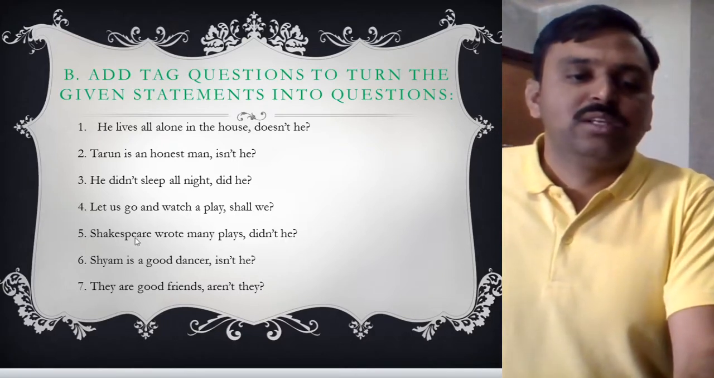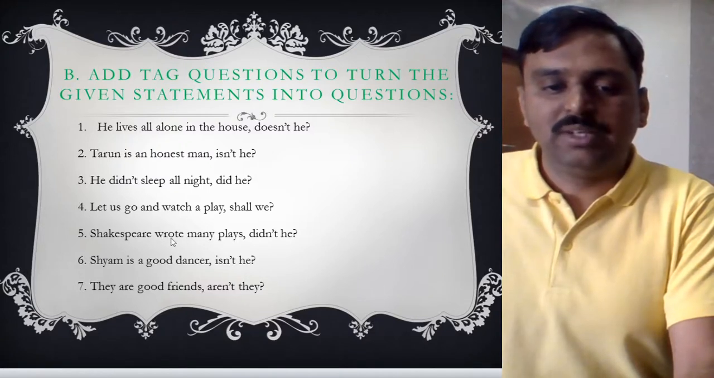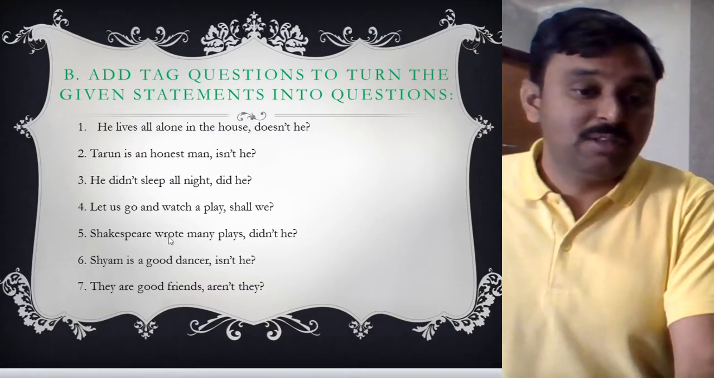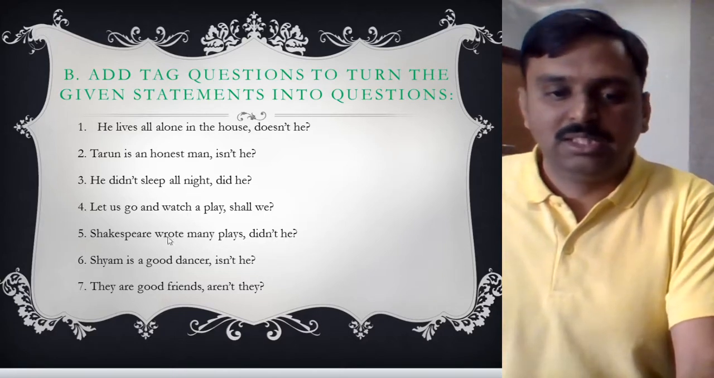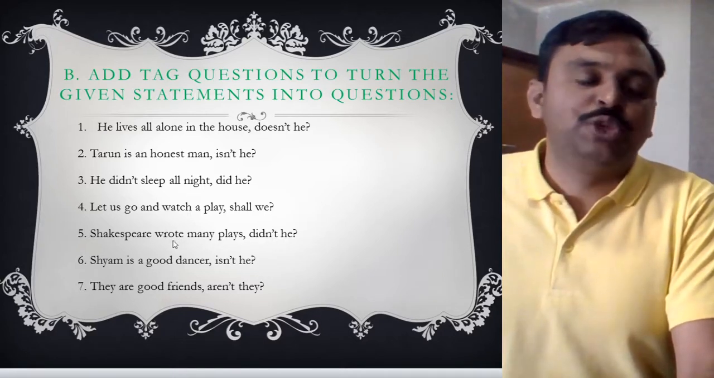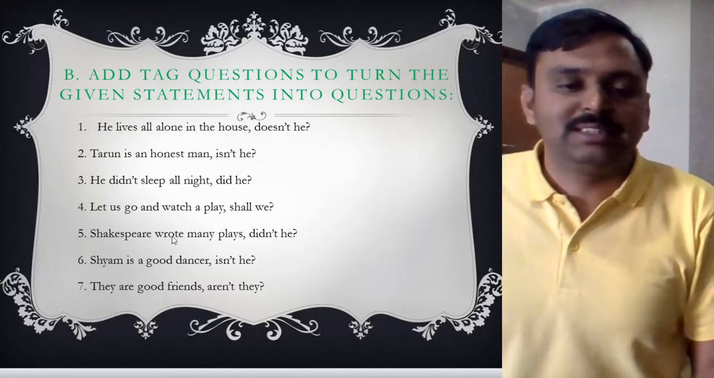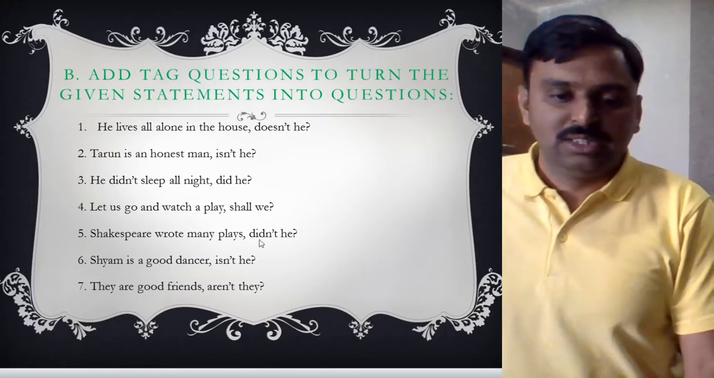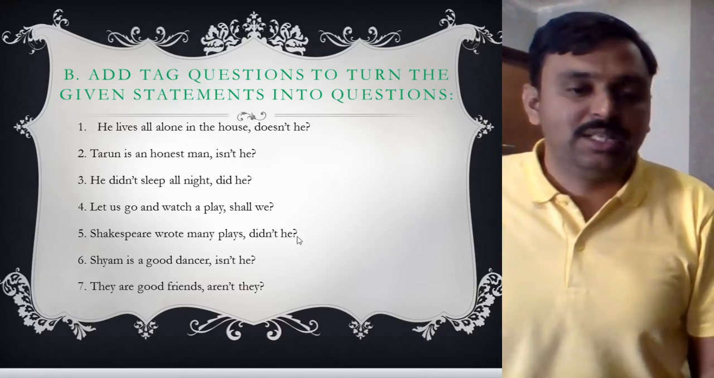Fifth one, Shakespeare wrote many plays. So here again wrote is given, a simple past tense form, and a helping verb is not mentioned. So we'll use didn't he. Alright. Because wrote is the V2 form, and that's why it tells us it is an example of simple past tense. So we have to use did there, and we must make it negative. So the answer becomes didn't he.